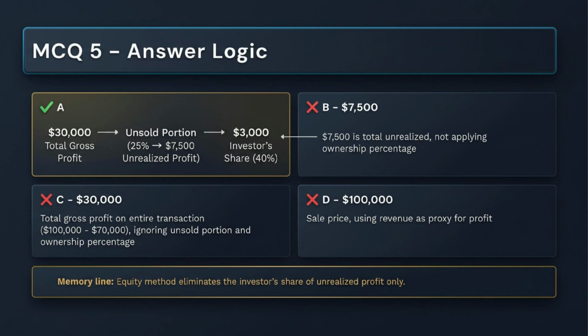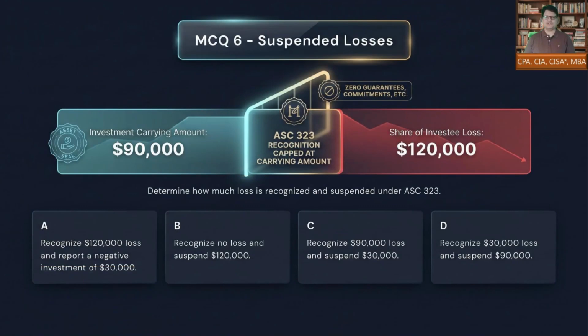Option B is wrong because $7,500 is before applying investor ownership. Option C is wrong because $30,000 ignores the unsold portion and ownership. Option D is wrong because $100,000 is revenue, not profit. Equity method eliminates only the investor's share of unrealized profit. MCQ 6 tests suspended losses.